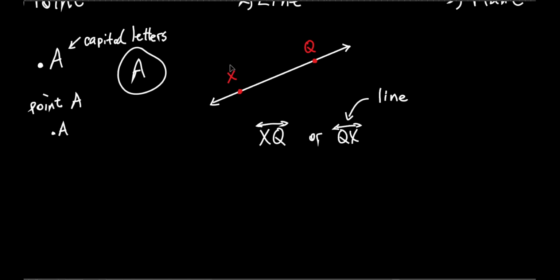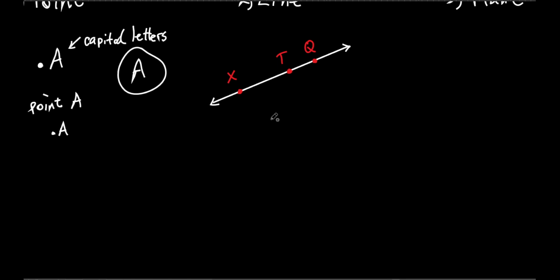What if I stuck another point on there? Call it point T for Thoreau. What if I wanted to name that line again? Now I got 3 points on there. Do I use all 3 points and call it XTQ? No. How many points do I use? I only use 2. And it doesn't matter which 2 you use. They've got to be on the line, though. So the points have to be on the line, but I can use any combination of 2 of those points.